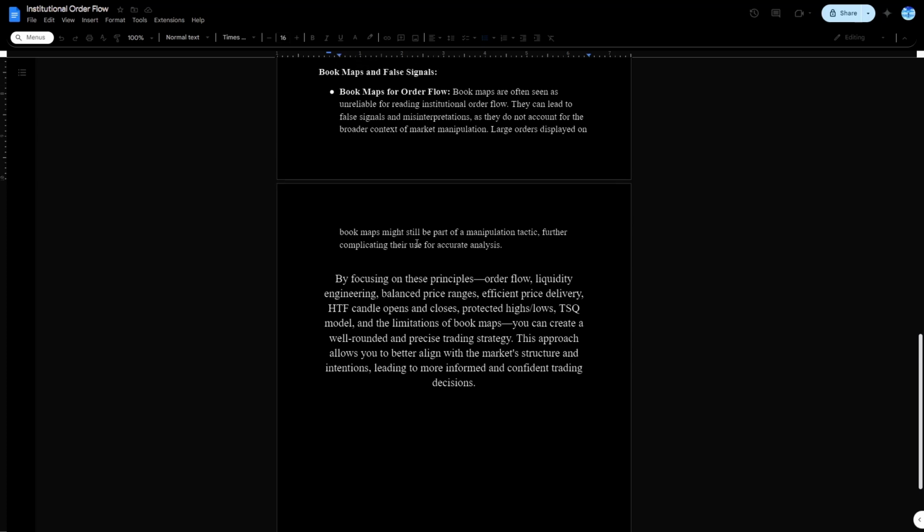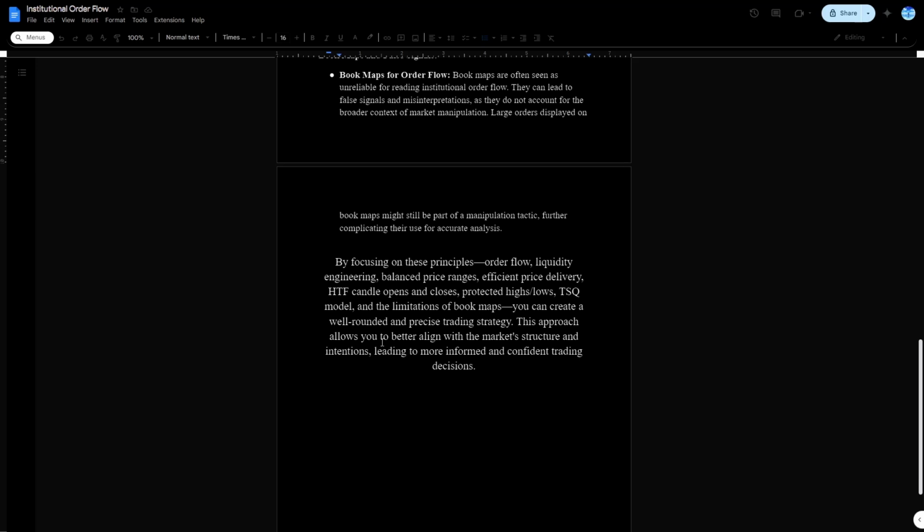By focusing on these principles, order flow, liquidity engineering, balanced price range, efficient price delivery, high time frame candle opens and closes, protected highs and lows, the turtle soup sequence, and the limitation of bookmaps, you can create a well-rounded, precise trading strategy. This approach allows you to align yourself better within the market structure and tensions, leading to more informed and confident trading decisions.